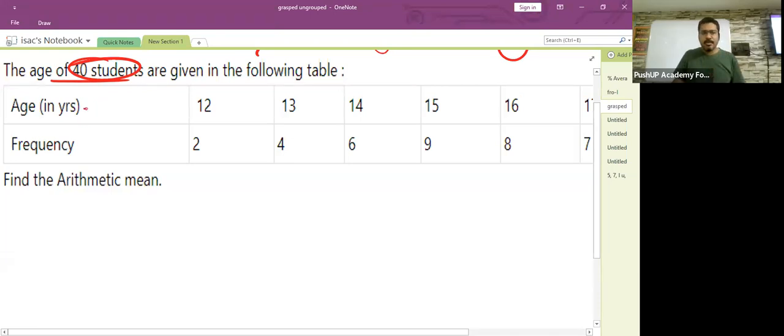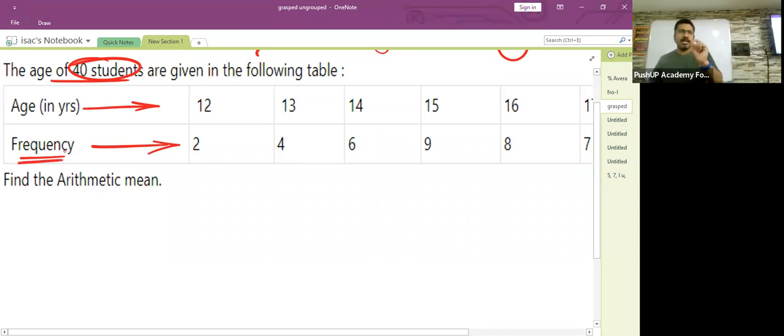Did you see the first row? It defines the age of people. Did you see the second row? It defines the frequency. Did you notice this word, children? Frequency. I'll tell you what the actual meaning is.